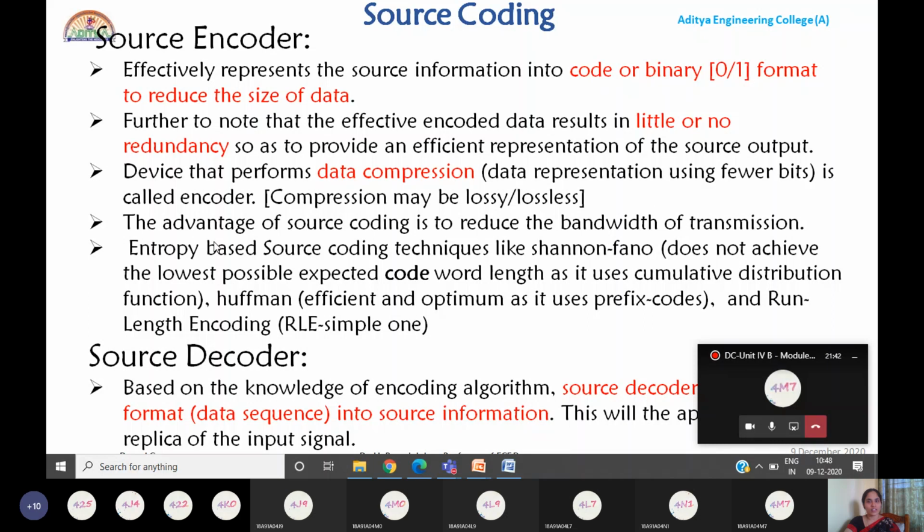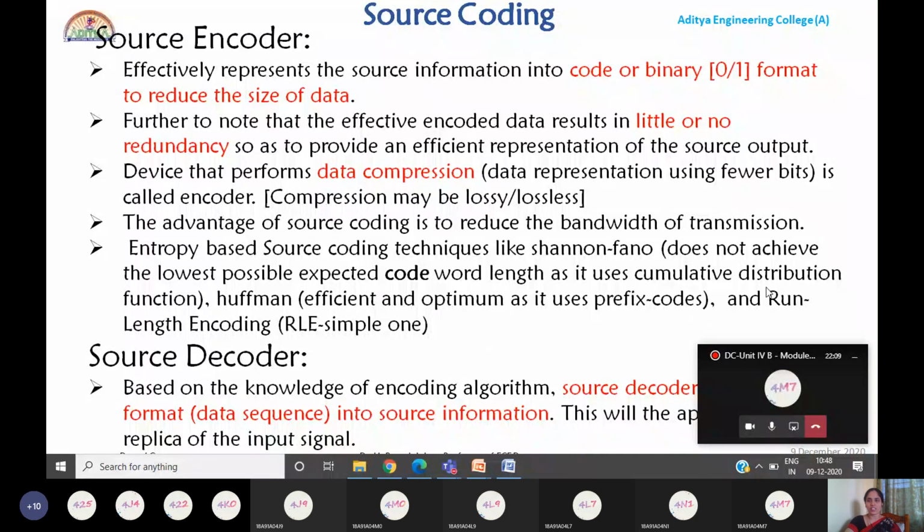Next, various kinds of techniques are there actually. Entropy based source encoding techniques like the Shannon Fano coding method, Huffman coding and run length encoding techniques can improve the efficiency. These are generally lossless compression techniques: all of these, the Shannon Fano coding method, Huffman, and run length encoding.